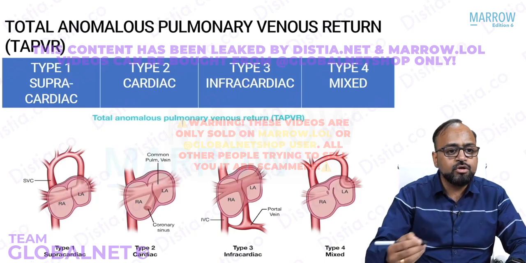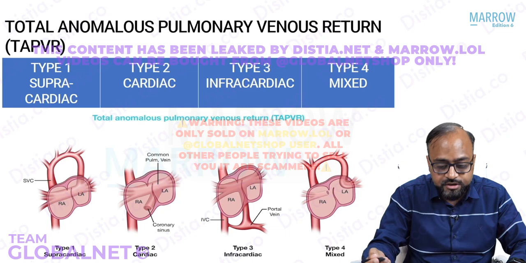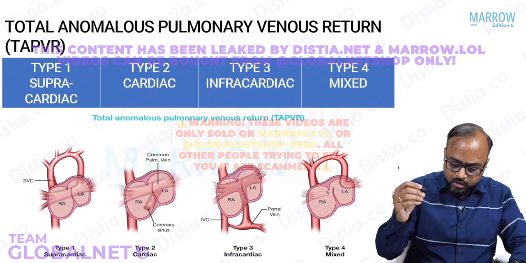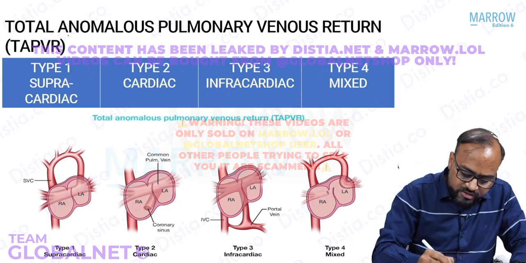Now come to a condition called total anomalous pulmonary venous return, or pulmonary venous circulation. Now there could be various types. What is this? Just look at the name.